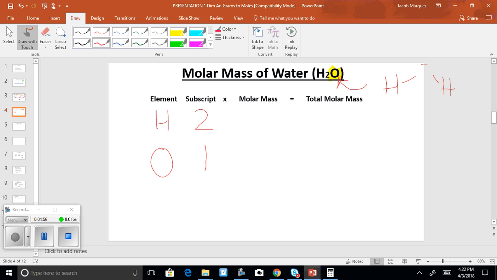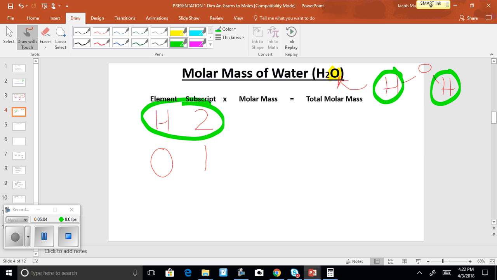Here's my H2O. Notice in this molecule of water, I have two hydrogens, just like I have two hydrogens here, and I have one oxygen. So I have one oxygen. Just to give you a visual of that as well. All right, so now let's do our molar mass.